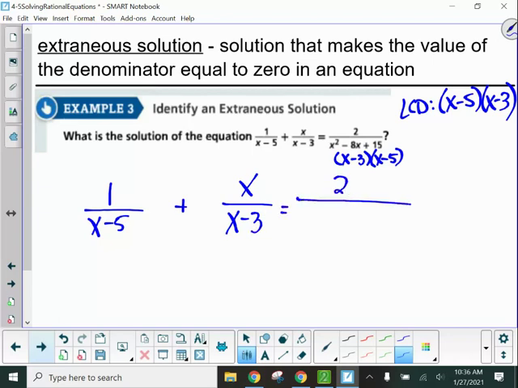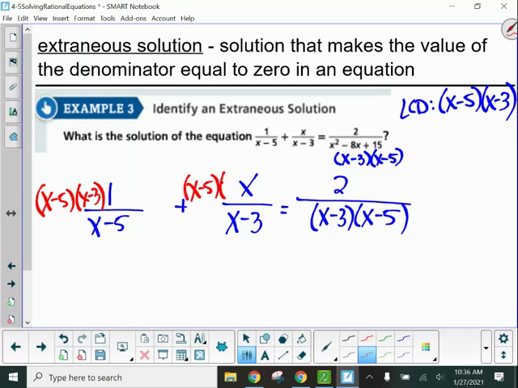Notice I'm spacing myself out here. And actually, instead of using that format, I'm going to go ahead and use the factored form. You'll be able to see how things simplify a little bit better. So first fraction, x minus 5, x minus 3. Second fraction, x minus 5, x minus 3. Last fraction, x minus 5, x minus 3.